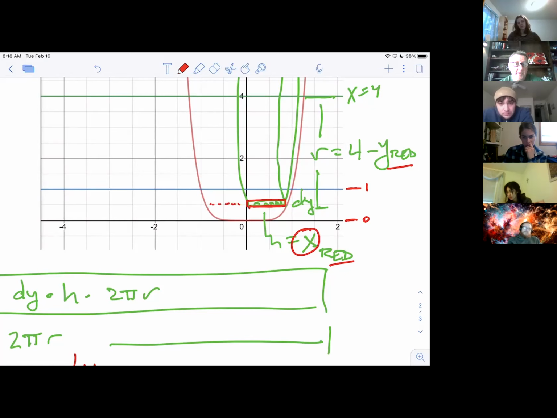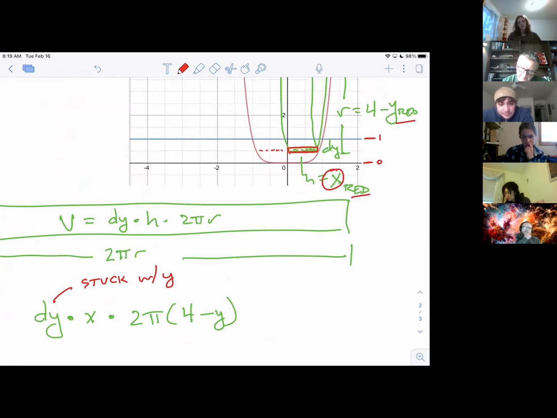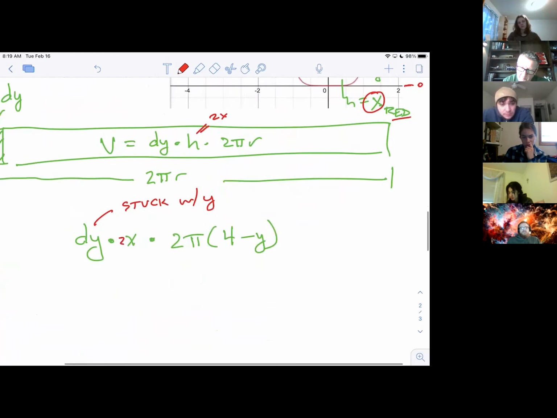And I didn't notice that. Because of the picture, I realized, oh yeah, that's right. I got to think about that a little bit more. So the height is really equal to 2 x's. So let's get that in there. And so yeah, this really lives from 0 to 1.